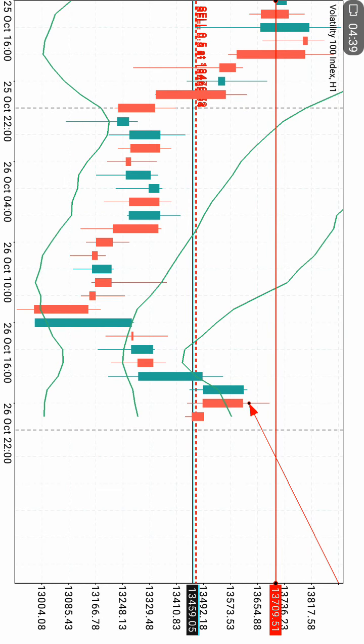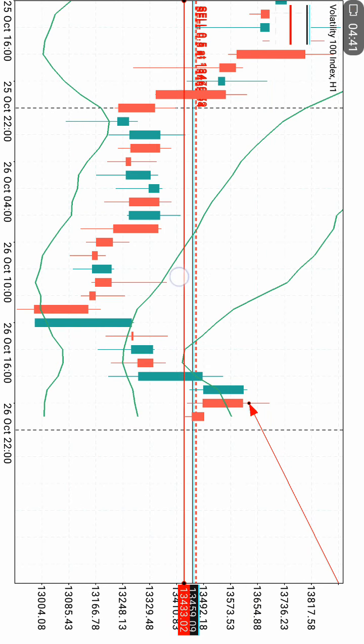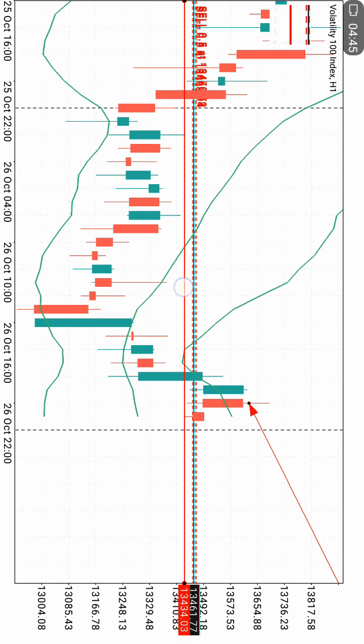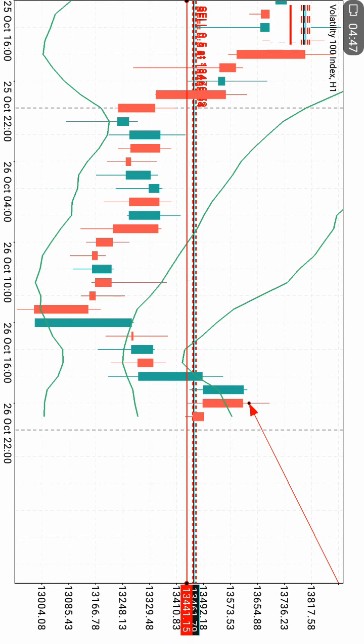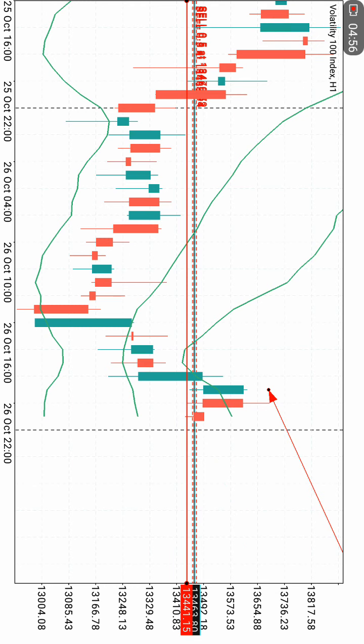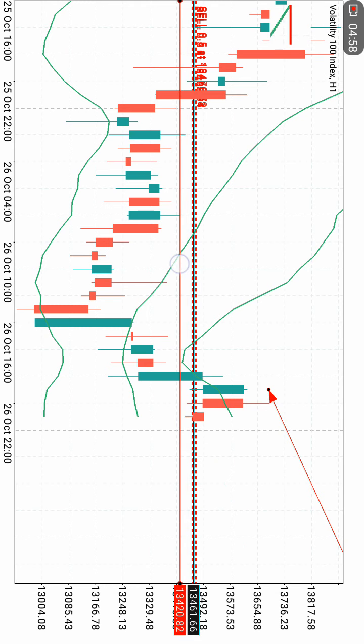So a good entry will be here, not right exactly on this candle, but when this candle breaks the previous candle's low, like when it breaks this low, the low of the previous H1 candle, that's a good sign that the market is going to sell.